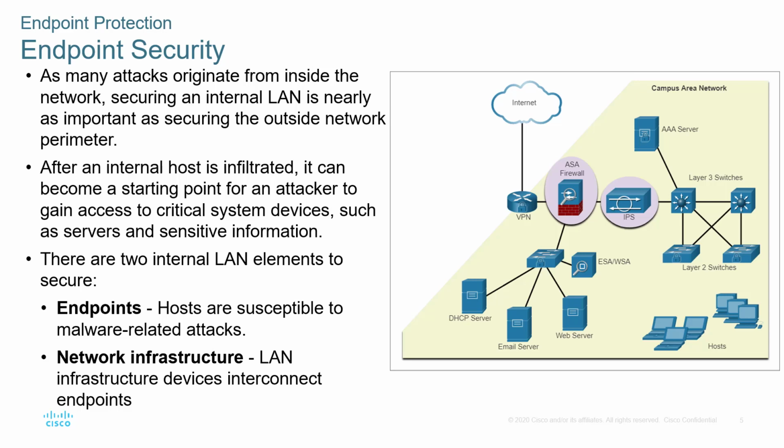There are two internal LAN elements. There's the endpoints, that's the devices we use, and infrastructure, that's going to be the interconnecting devices: the routers, the switches, and other hardware appliances. The question then becomes, can we target the endpoints? We already know that with malware and viruses. Can we target the infrastructure? Can we target the routers, the switches, the access points, the IPSs, the IDSs, the firewalls? And of course we can. There are attack vectors for just about everything.